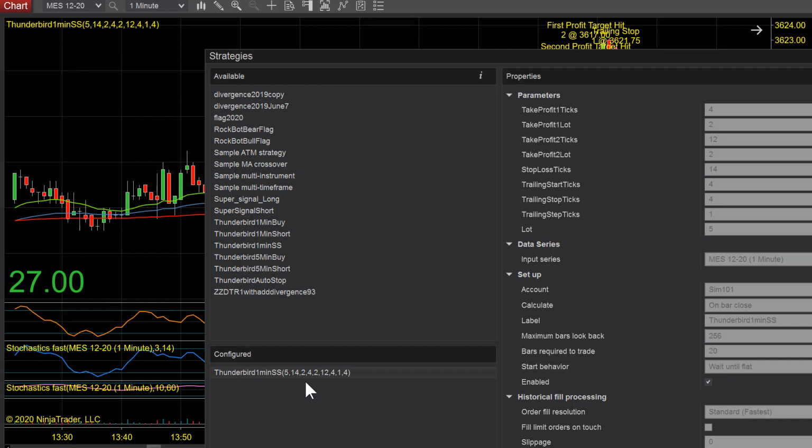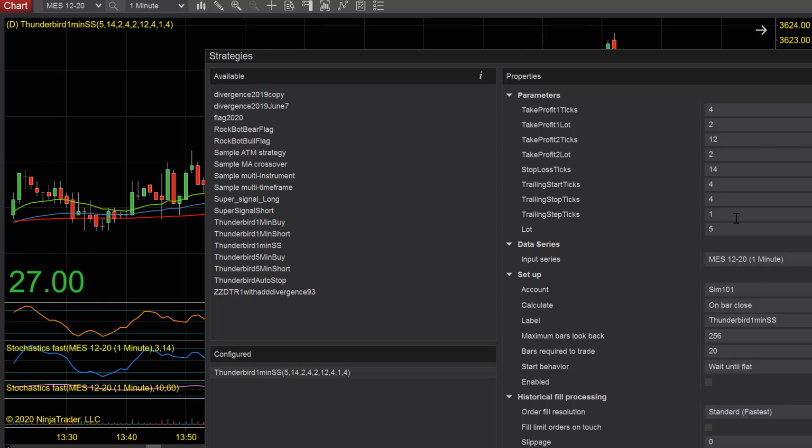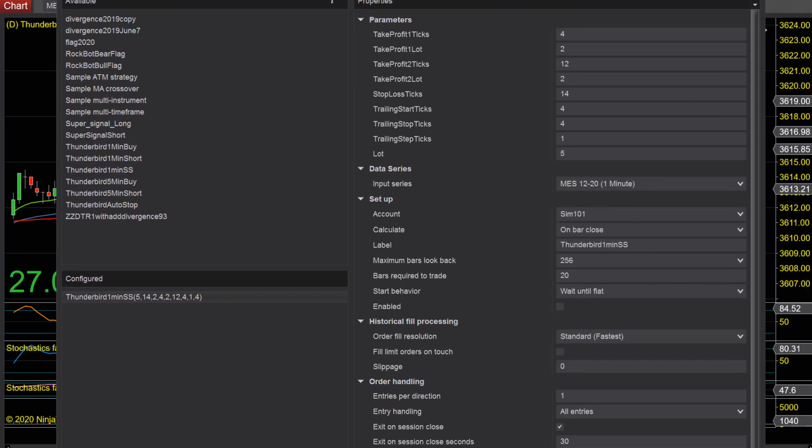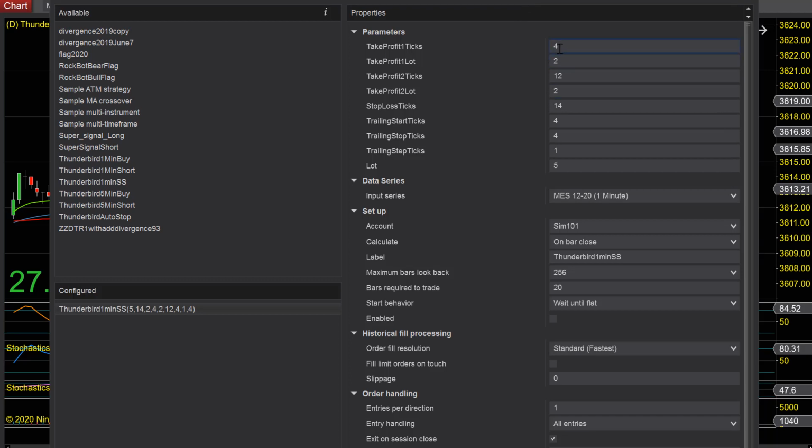The Thunderbird 1 minute SS. All right, and the parameters. This is what you're going to use, and this is what I would suggest using right now. Parameters are going to be 4 on the first target and 12 on the second target. These are in ticks. The lots, and this is also doing 5 contracts on the MES. So all these little things make it kind of a lower risk. It's perfect for this. I think the bot is made perfect for this contract.